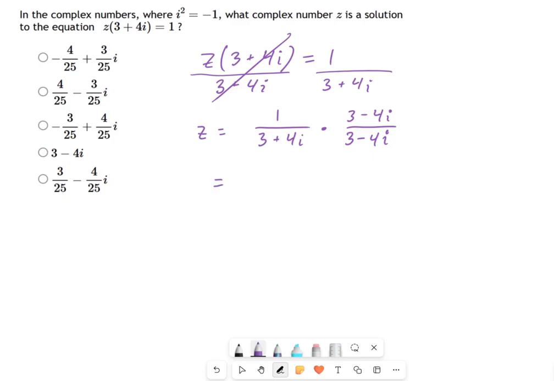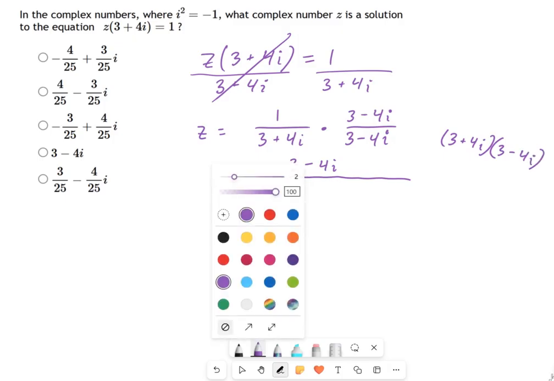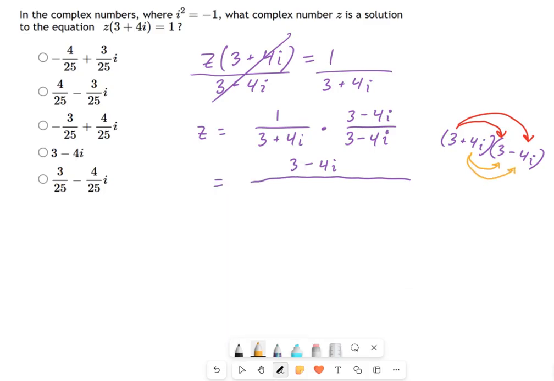Now let's work through what happens, and you're going to see something interesting. On the top, that's very easy. Let's just write that down. 1 times 3 minus 4i is just 3 minus 4i. On the bottom, that gets a little complicated. If you remember, this is a little bit of what's called FOILing, or distribution of multiplication. I'm going to multiply first term times first, second term times second. Then I'm going to come in here and multiply these ones likewise. Okay, now here's the result.